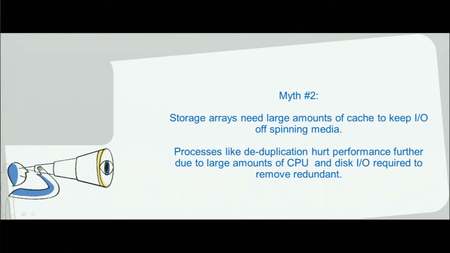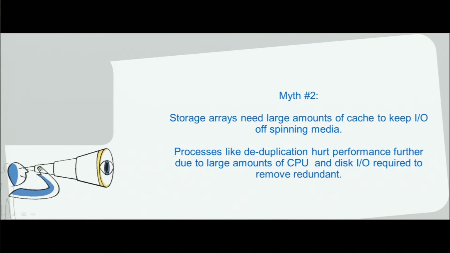So myth number 2, storage arrays need large amounts of cache to keep the I/O off spinning media. Processes like deduplication hurt performance further due to large amounts of CPU and disk I/O required to remove redundant data. Neil, I'll let you take this one.